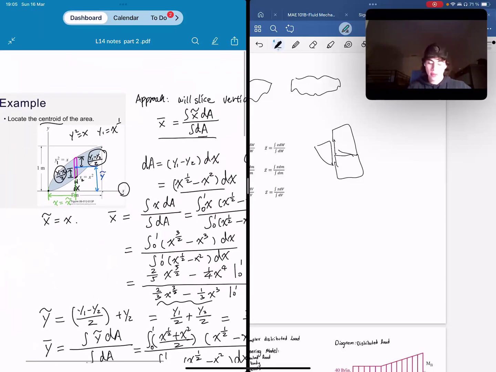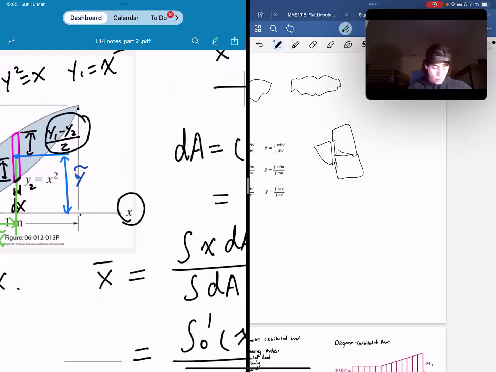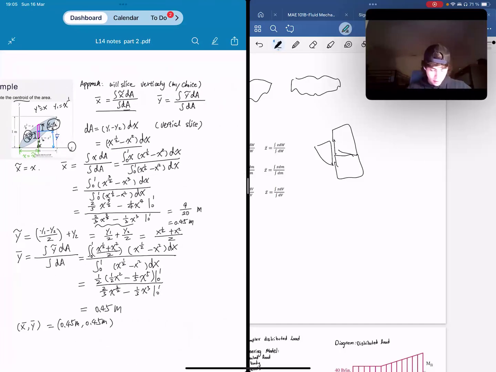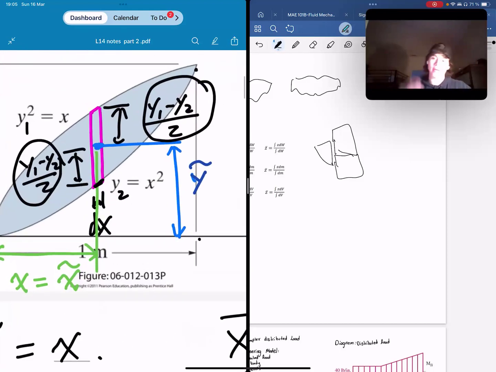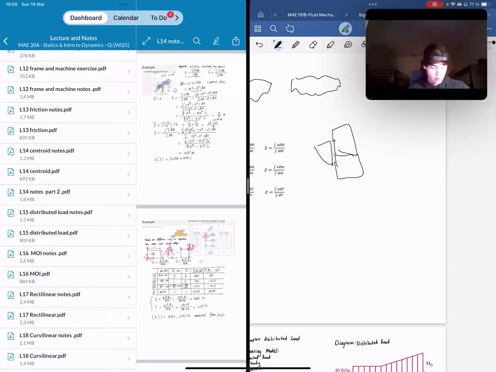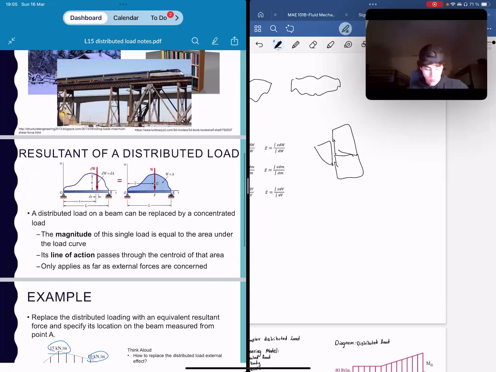And just remember that dA has to be described also with a reference axis. So in this case, dA is described by y1 minus y2, right? Because we take a vertical strip, or we could take a horizontal strip. It doesn't really matter as long as we integrate with respect to the right variable. That's for the first moment of inertia. Let's go to lecture 15, that is distributed loads.